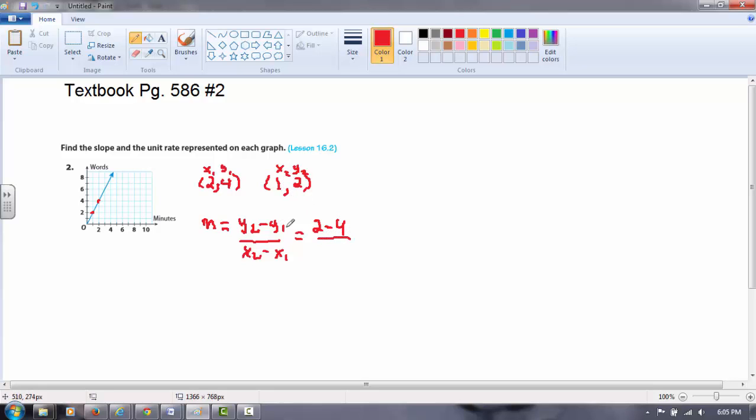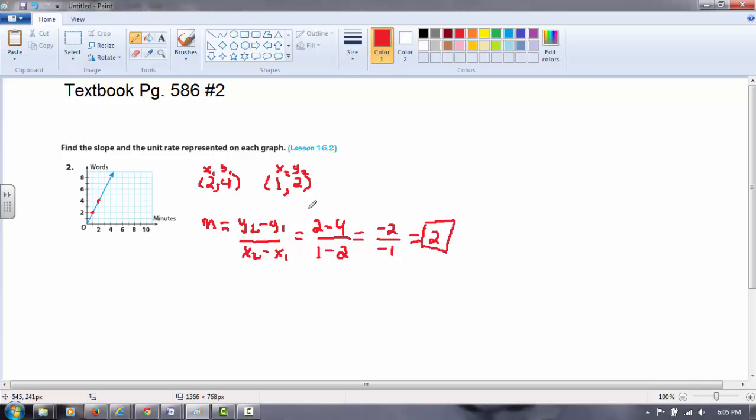x2 looks like it's going to be 1 minus x1, which is 2. Okay, I'm going to simplify the top. So 2 minus 4 is negative 2. 1 minus 2 is negative 1. And we're going to divide those two numbers and we'll get a positive 2. So this positive 2 is going to be our slope.